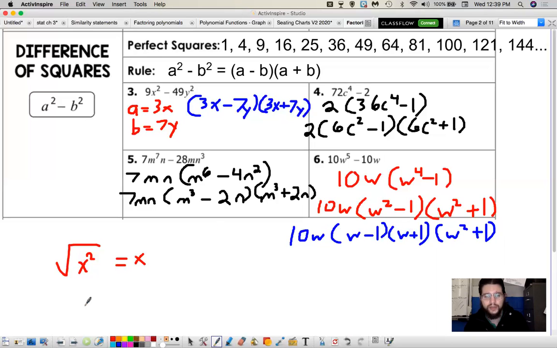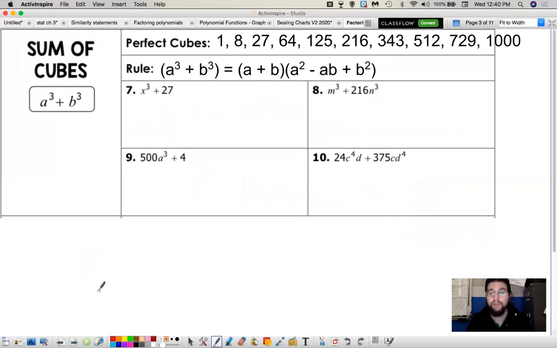Let's talk about something new, because both of those were things we've already discussed. Sum of cubes. Okay. So I listed out your perfect cubes. 1 to the third is 1, 2 to the third is 8, 3 to the third is 27, all the way up to 10 to the third is 1,000. Be familiar with those. A cubed plus B cubed, that factors as A plus B times A squared minus AB plus B squared.